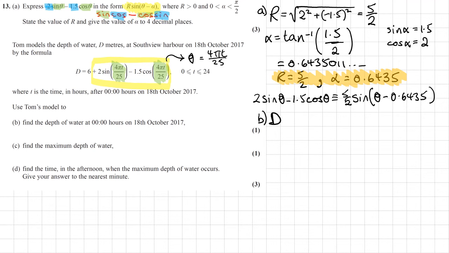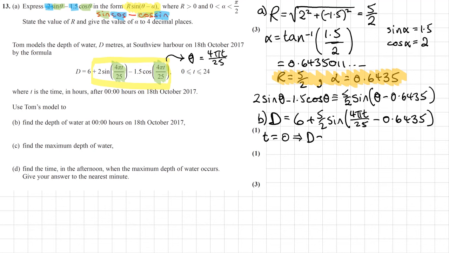So the depth would be equal to 6. That's something else that's been introduced that wasn't there before, plus what I got in part A, which is 5 over 2 sine. Now it was theta, because the original question has theta. This has 4 pi t over 25, so let's put that over there, minus 0.6435. We'll probably find this slightly easier to work out the depth at midnight. So at this time here, that will be 0 because we're working out the time at the start.